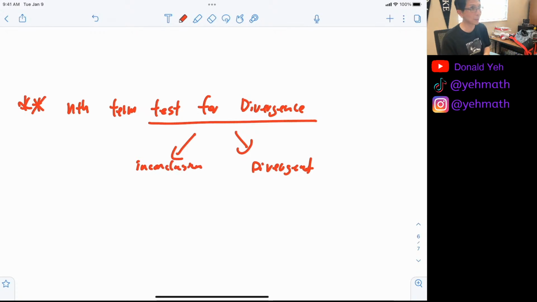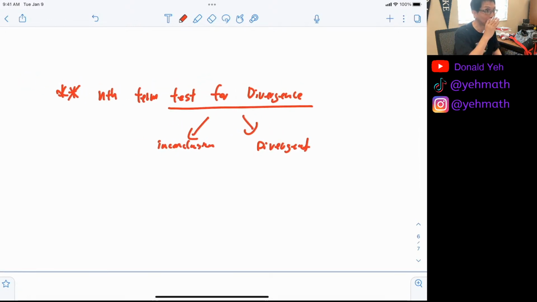Because people assume if it's not divergent, then it automatically converges. That's not true. I'm going to say that again. According to the divergence test, if it's not divergent, it doesn't mean the series converges. Does that make sense? Okay.